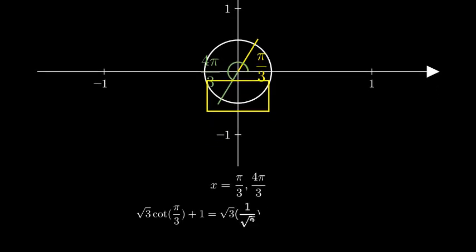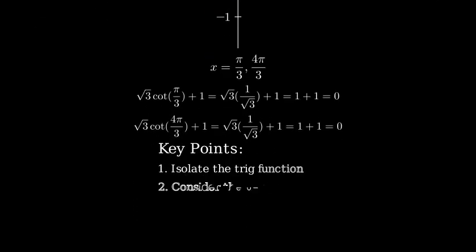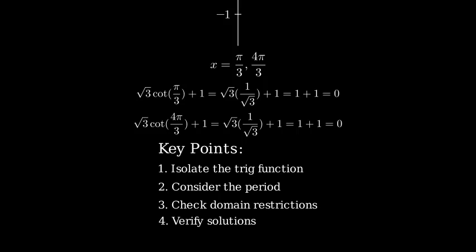Let's verify these solutions satisfy our original equation. When we plug in either value, we get square root of 3 times cotangent of x plus 1 equals 0. And that completes our solution. Remember, when solving trigonometric equations, always check for multiple solutions within your domain and verify your answers.